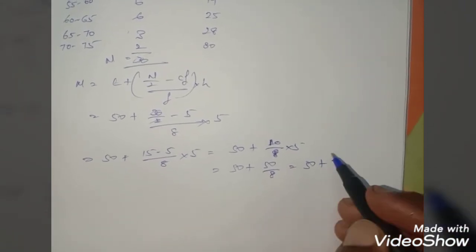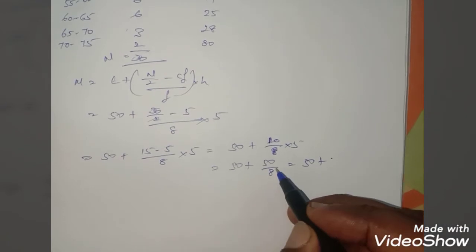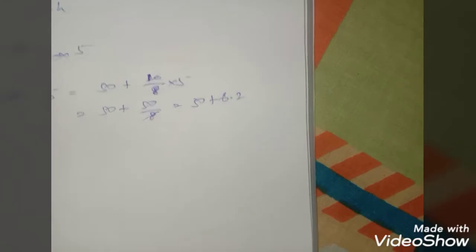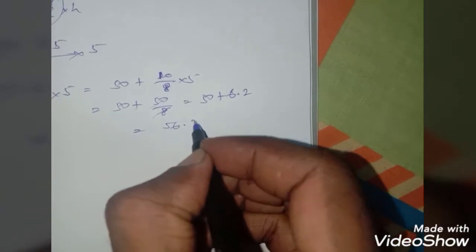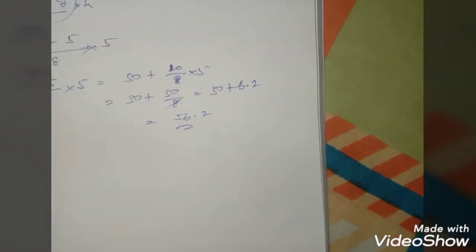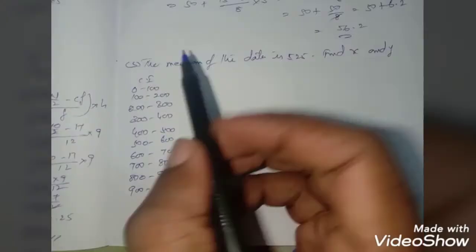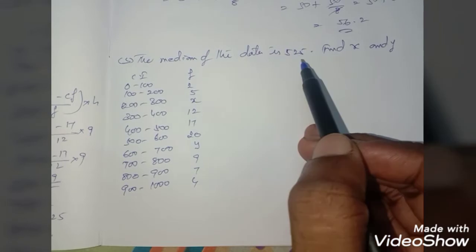So approximately 7 point... So approximately 6.2. Now if I add, you will get 56.2. So like this you are finding your median. Okay, so next question is the median of the data is 525.